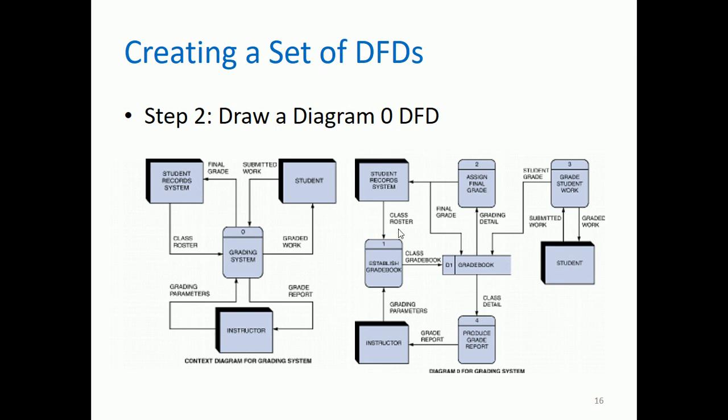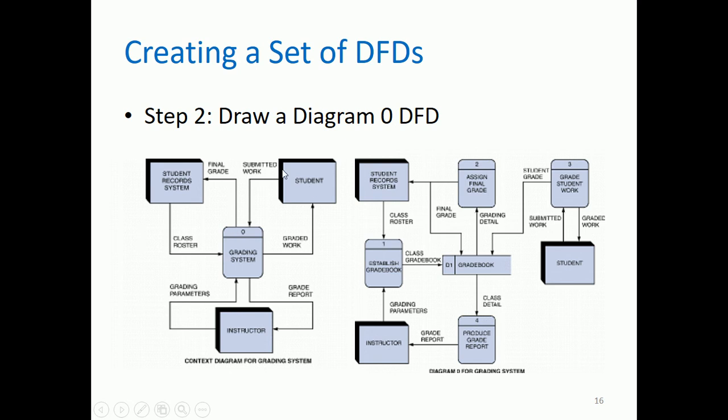So we have step two, draw a diagram zero DFD. This is already the context diagram from the previous slide. Again, process zero is different from diagram zero. Do not be confused. Diagram zero is not the context diagram. That's a very, very big mistake. It's a mistake of those who are creating information systems as their thesis projects. When I review their documents, they are always mistaking the diagram zero for the context diagram. It's a different diagram. How does it differ?